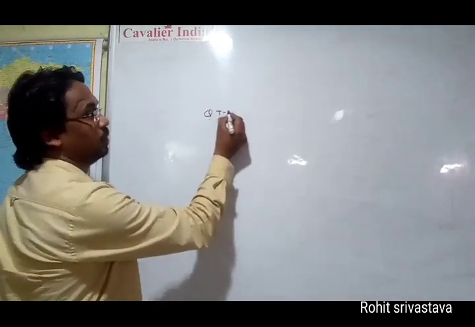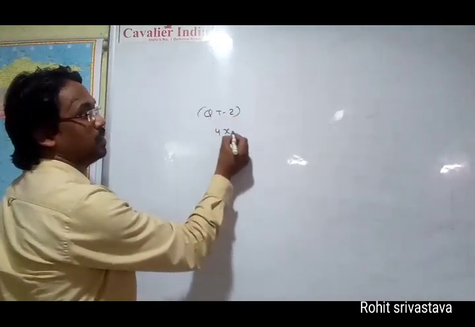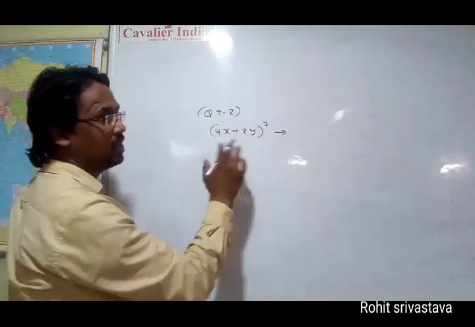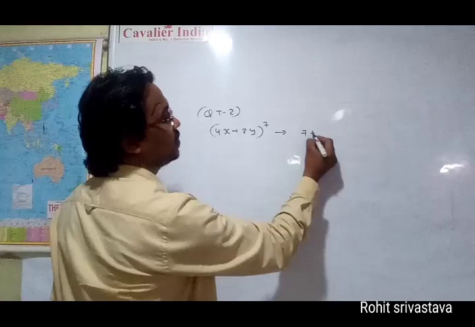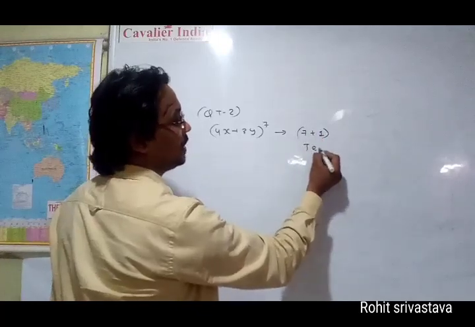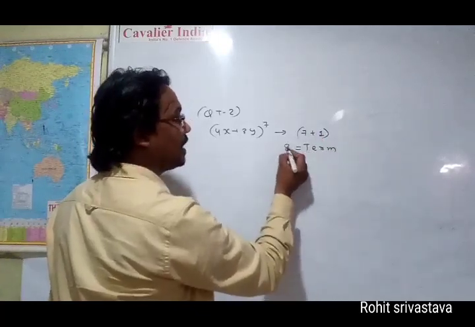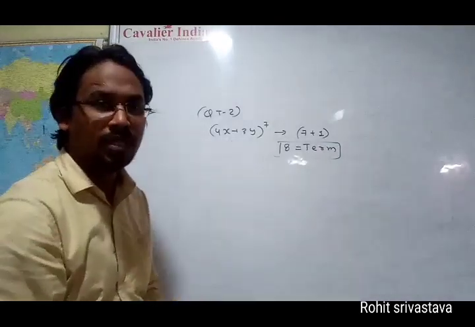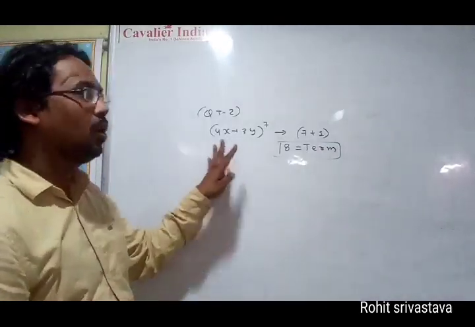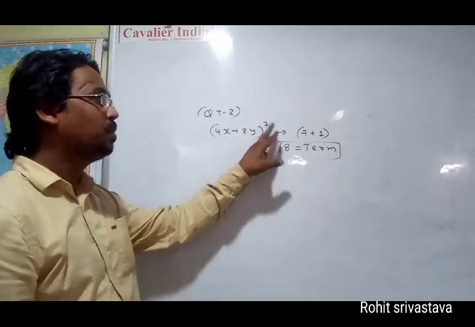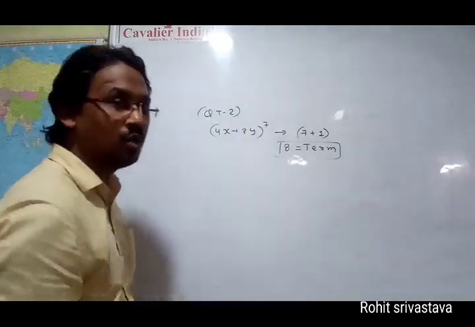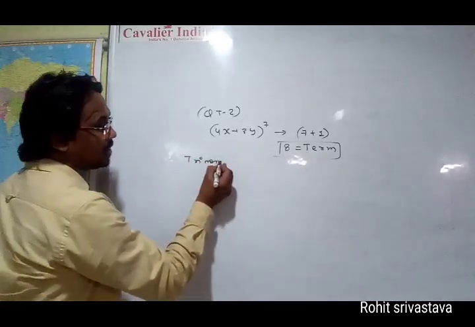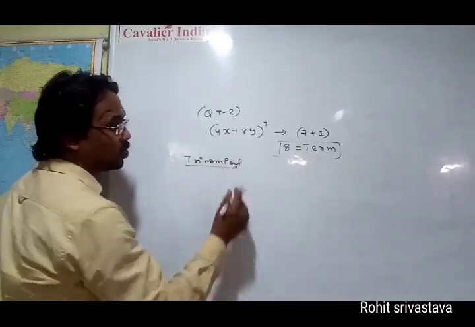Question type 2. 4x plus 3y whole to the power 7. I told you earlier, 7 plus 1, 8 terms will open here. It means if they ask, after expansion of this binomial, how many terms will open, all of you know very well, 7 plus 1, 8 terms will open. So now we will go for the trinomial. It is binomial. So in trinomial, they will give you a question like this.